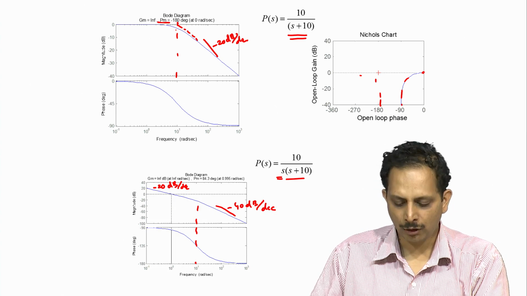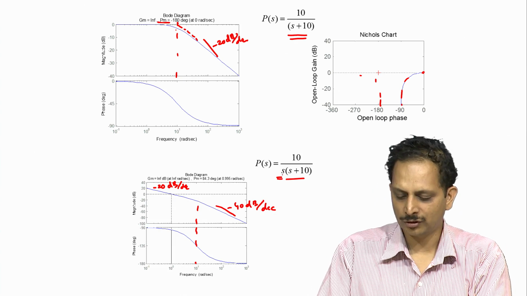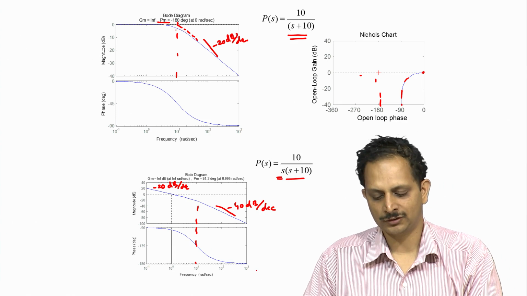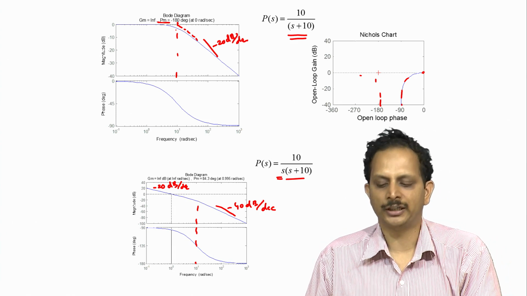As far as the phase of this characteristic is concerned, we see that it starts at minus 90 degrees because of the presence of the integrator, and asymptotically approaches minus 180 degrees, because the term 1 by s plus 10 changes its phase from 0 to minus 90 degrees.